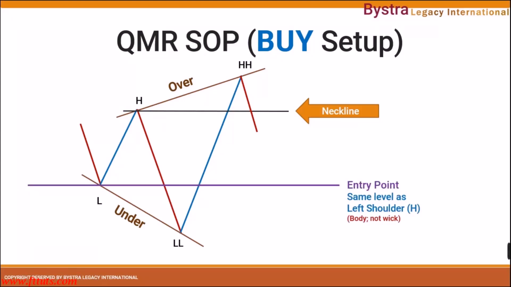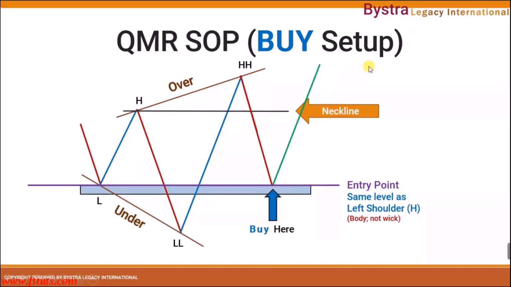Next thing we should do is mark the entry point at the same level as the shoulder on the left side, at the body and not at the wick. We mark the zone all the way to the wick for ease of monitoring. We'll set our pending order at this entry point. When price comes back to this area, it will continue to go upwards. So remember, once again, it must always be on a quick retest.